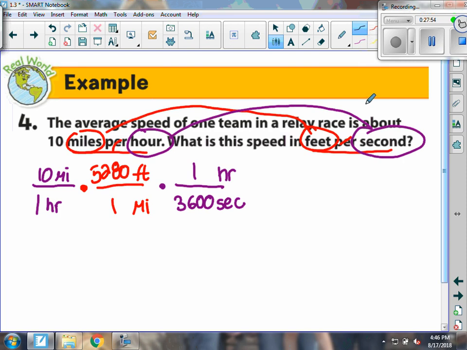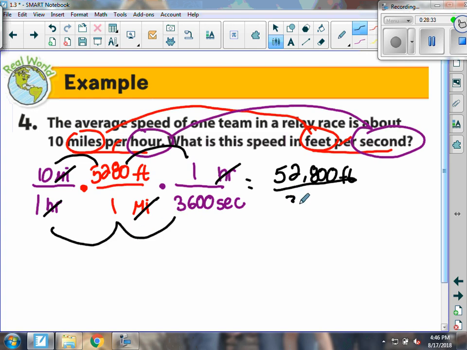So now that I've got my fractions set up, I can start reducing. I have miles here and hours here, and I can stretch all the way over here and get rid of this hours because this is multiplication. Because we're multiplying all of those, I can stretch over and do that. Okay, now I'm going to start multiplying. 10 times 5,280 is 52,800 times 1 is 52,800 feet over 1 times 1 is 1. 1 times 3,600 is 3,600 seconds.